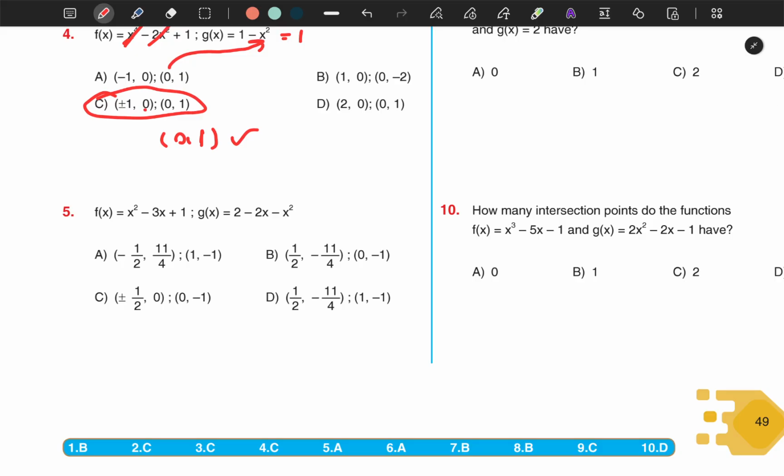Now, when you look at here, again I have to replace, guys. Look at the answer. It says that 5 is A. Okay. Replacing x with negative 1 over 2, you will get 11 over 4. Replacing x with 1, you will get negative 1. So this is the only way that we can solve it, just by replacing.